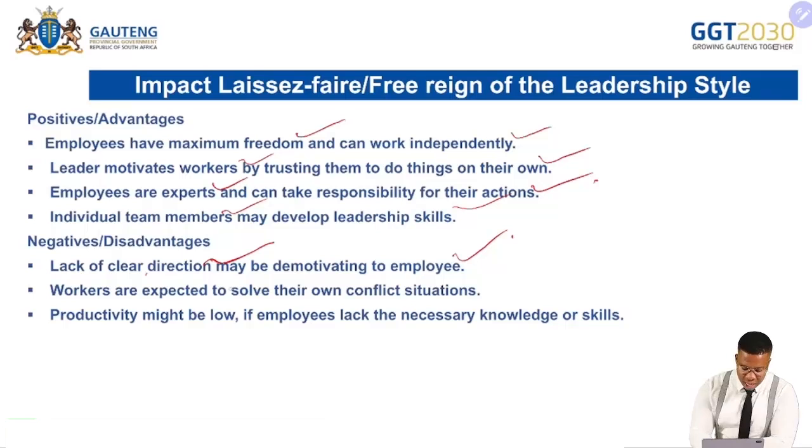And then workers are expected to solve their own conflict situations because the leader is not there. Remember, the situation when a leader decides to use free rein is that the leader might be too busy, so delegation is the best thing to do. So the workers have to solve their own conflict situations. Productivity might be low if employees lack the necessary knowledge or skills.